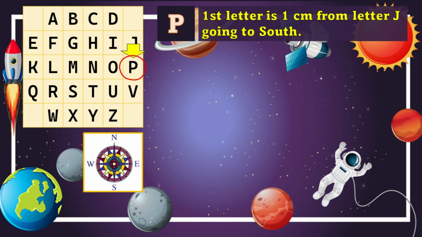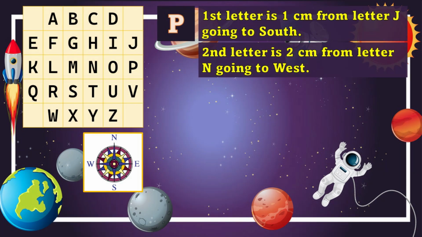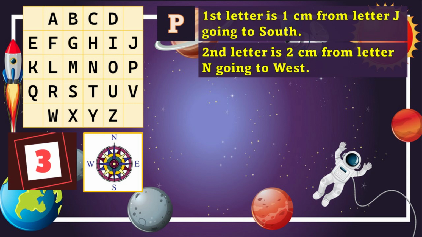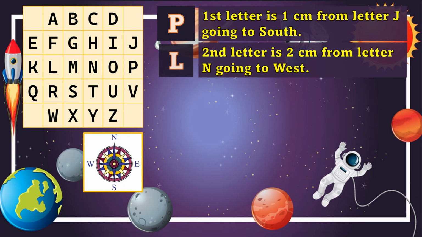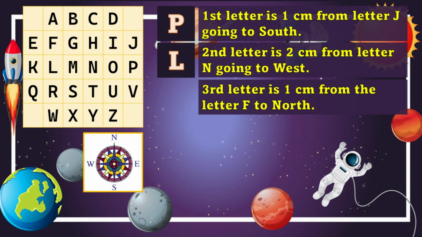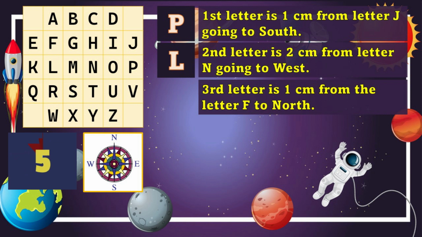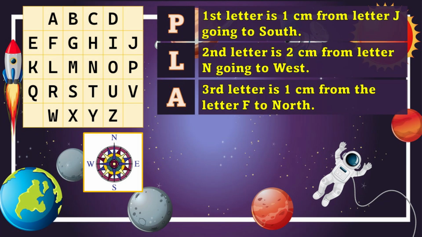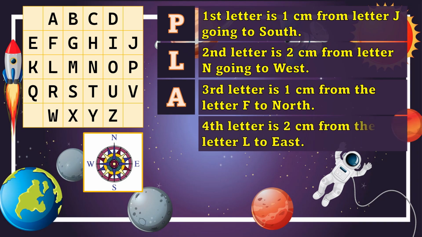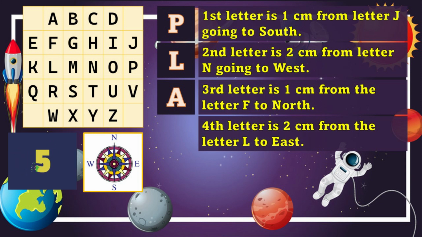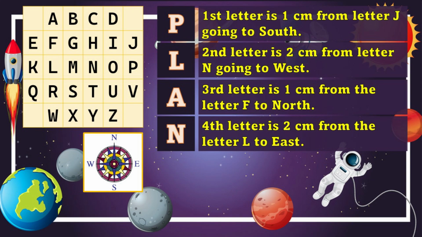Now, it's your turn. Have your pen and paper writing. Second letter is 2 cm from the letter N going to the west. Correct! It's letter L. Third letter is 1 cm from the letter F to the north. Yes, it's letter A. Fourth letter is 2 cm from the letter L to the east. Very good! It's letter N.